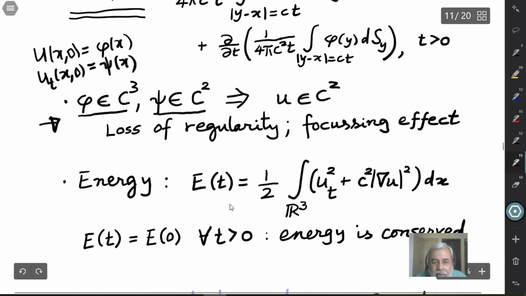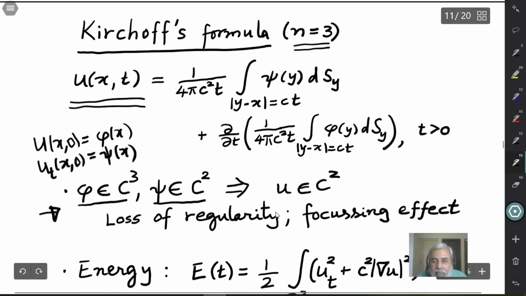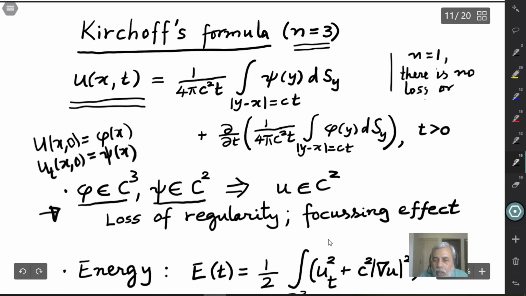If you compare with the n equal to 1 case, it is important to note that for n equal to 1 there is no loss of regularity. But this loss of regularity persists when you move to higher dimensions.